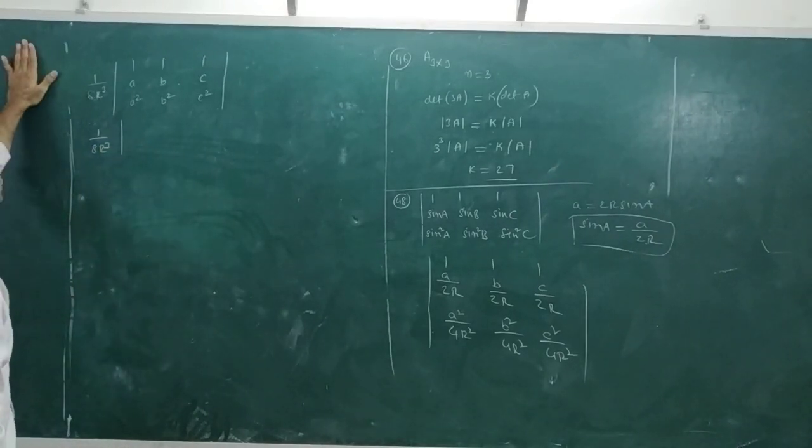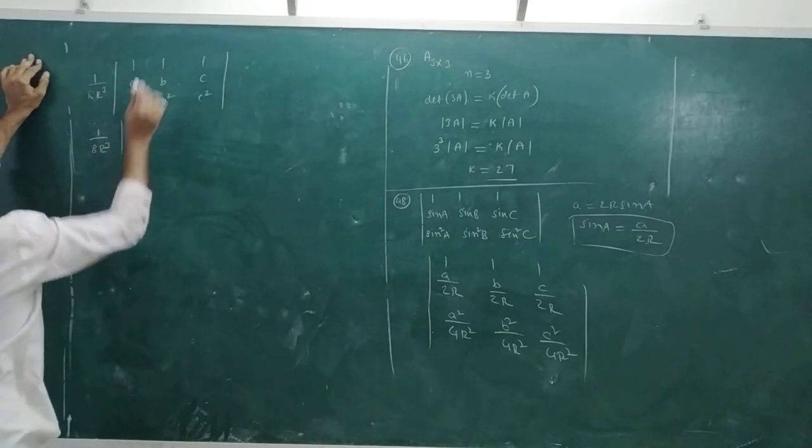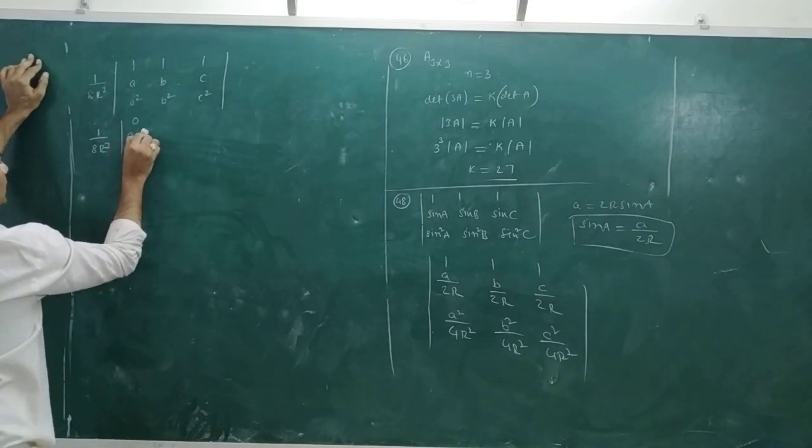Okay. Now how can you do this now? Directly I am doing C1 minus C2. 1 minus 1 is 0. This is a minus b.